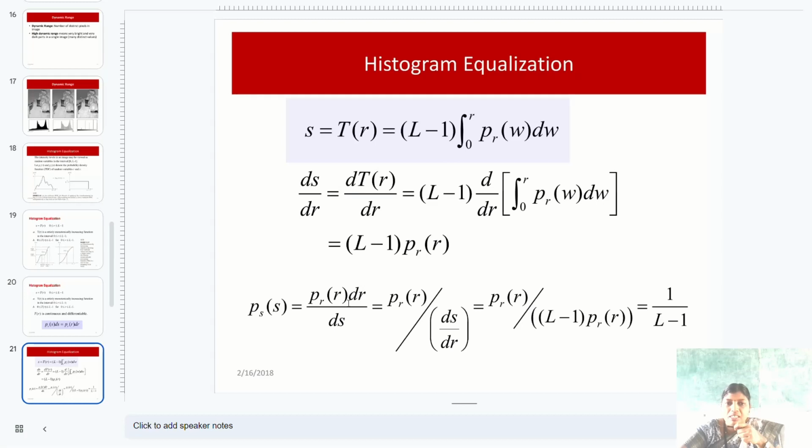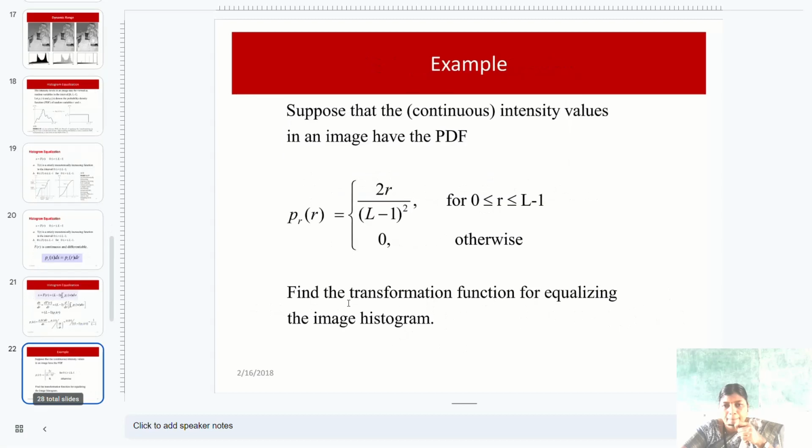So ds divided by dr is equal to dT of R divided by dr, that is equal to L minus 1 into d divided by dr of the integral from 0 to R of P of R of W dW. So the value will be L minus 1 into P of R of R.